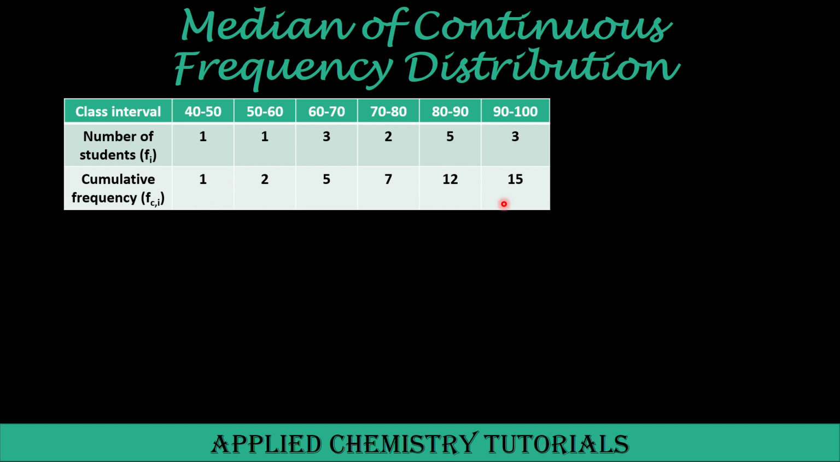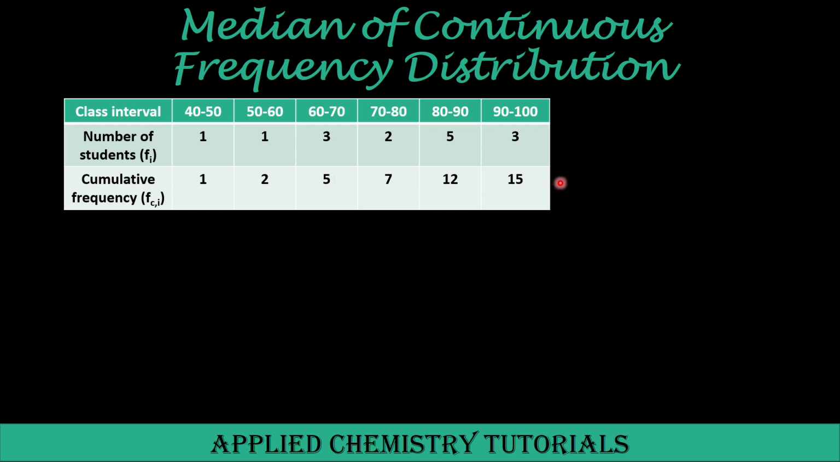We have discussed this in detail in our videos on mean, median and mode for grouped data. Just a quick recap, the cumulative frequency for the first term is equal to the frequency, which is 1. Then for the second term we have 1 plus 1 equals 2. Then for the 60 to 70 interval we have 2 plus 3 equals 5, and so on.